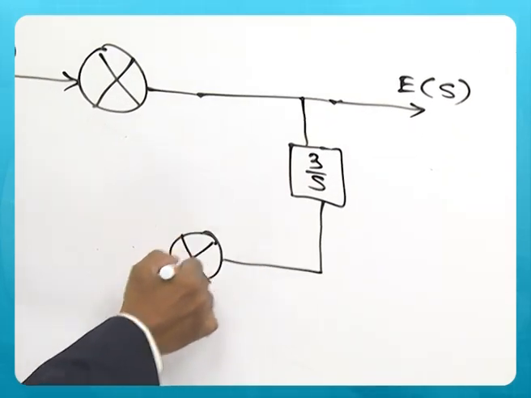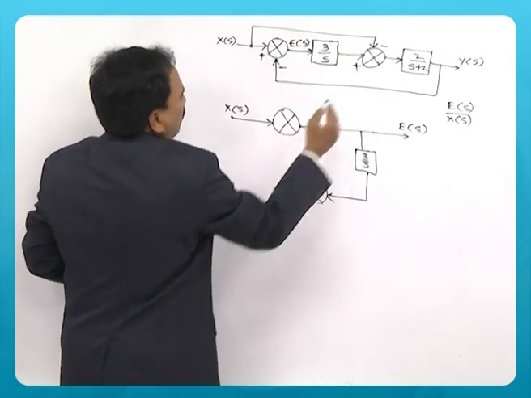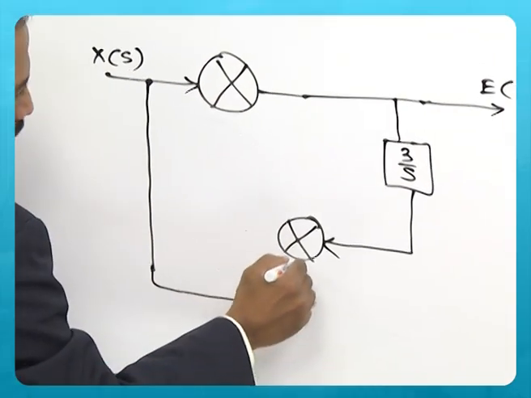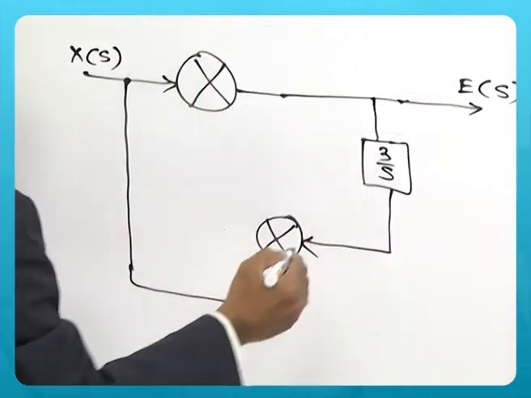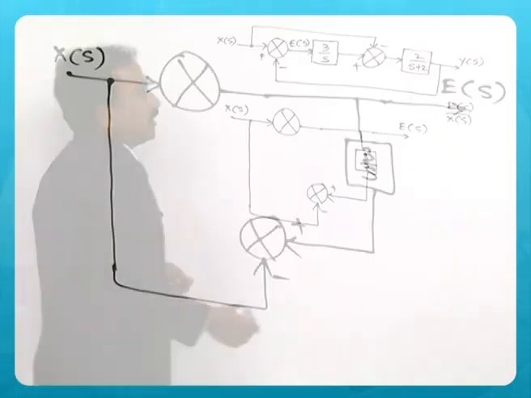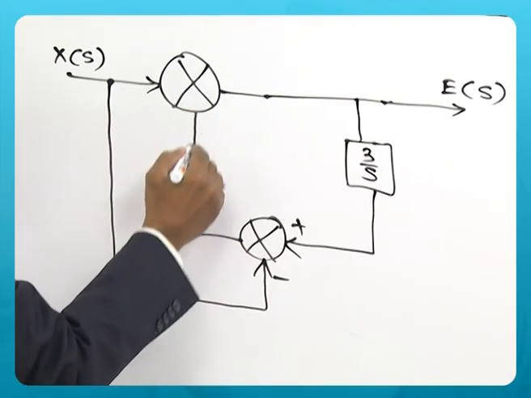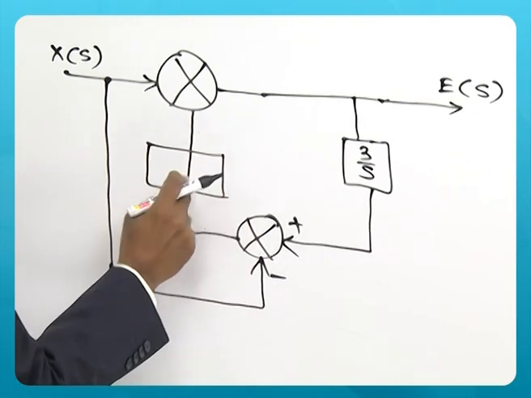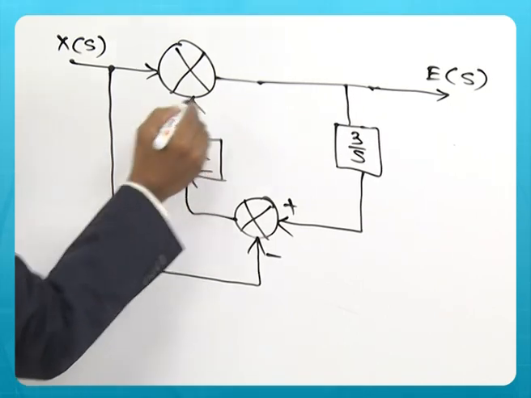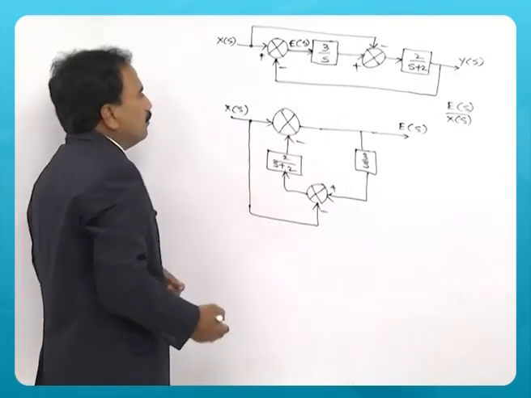There is a summing point, and for that summing point another signal is coming from x of s with negative polarity, negative sign, minus, and this 3 by s is also coming here with plus sign. After that, here you have 2 by s plus 2 with minus sign. So this will be the circuit now.